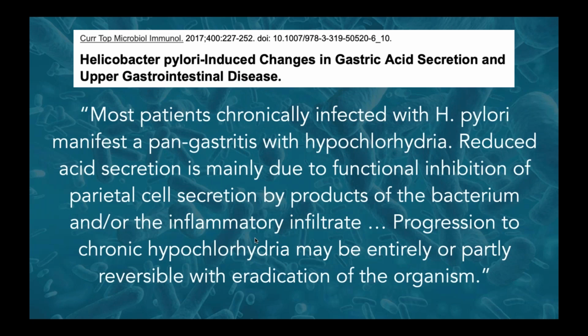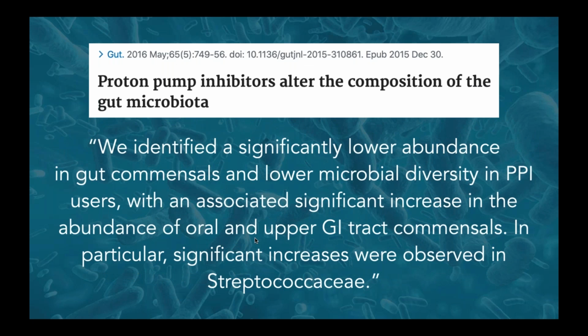I'll skip over this because it's just getting into some of those details from that same paper. What I want to talk about here, though, is this link between low stomach acid and this type of overgrowth pattern that we commonly see. So this is an article titled Proton Pump Inhibitors Alter the Composition of the Gut Microbiota. And this is an area that's been really well studied.